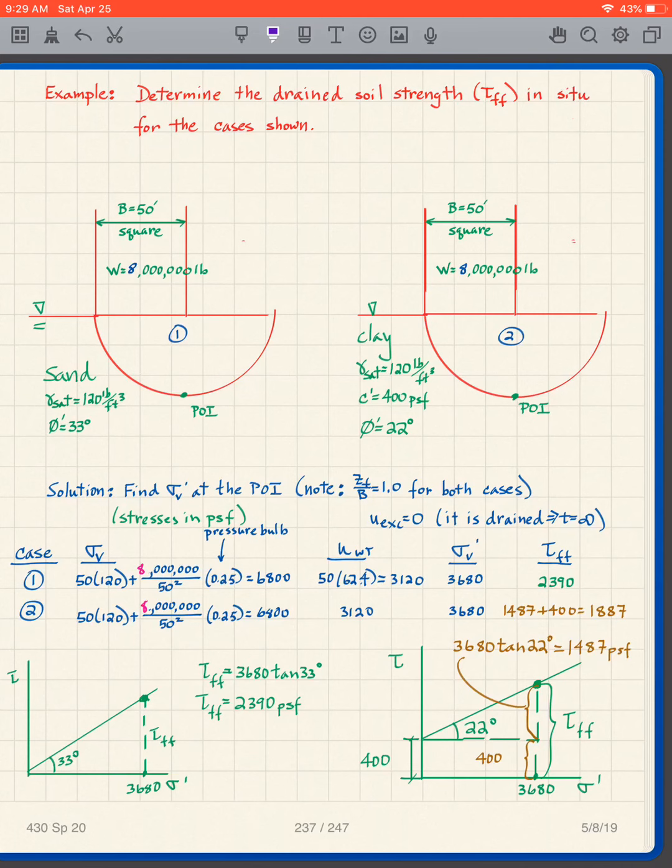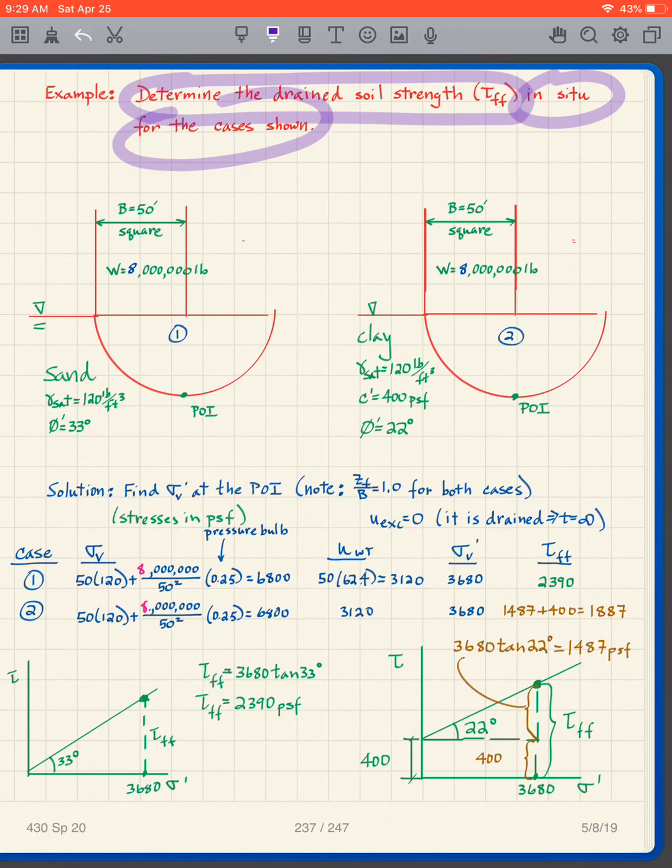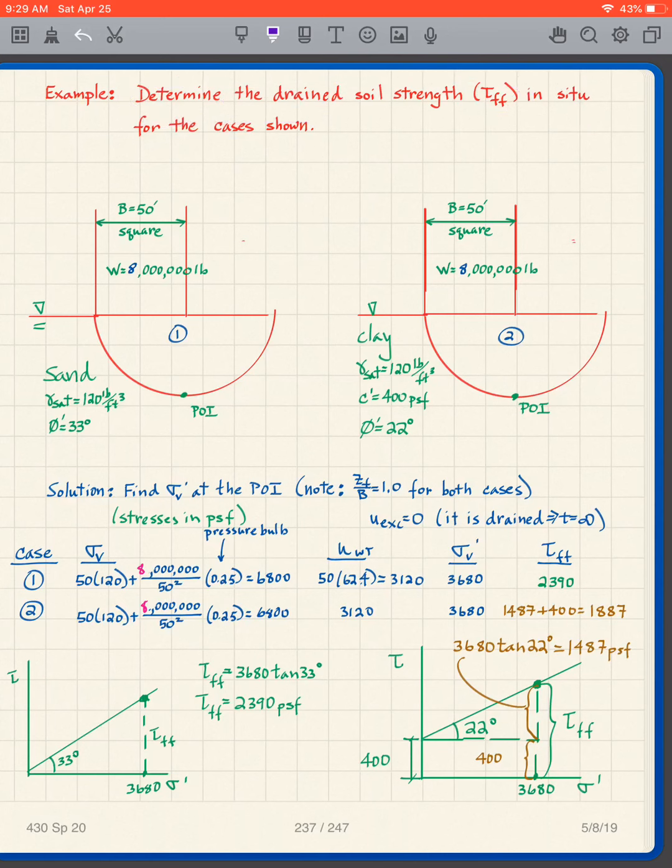Okay, as an example, we're going to determine the drained soil strength, tau ff, in situ for these two cases shown. It's drained, so we're assuming drained loading. The one on the left has sand, and the one on the right has clay.